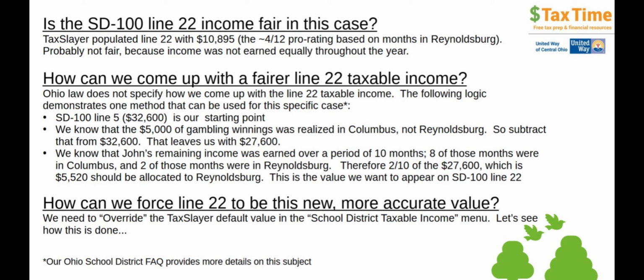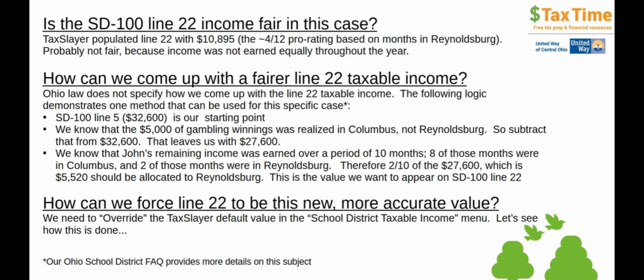So Ohio law doesn't specify how exactly this should be done. We're going to demonstrate one method that can be used for this specific case, and our Ohio School District FAQ does provide some more details and other examples for this. So we're going to use SD 100 line 5, the 32,600 MAGI minus exemptions as our starting point. We know that the gambling winnings, the $5,000, was realized while John Brown was living in Columbus, so that shouldn't be taxable by Reynoldsburg. So we're going to start by subtracting that $5,000 out, and that leaves us with 27,600.